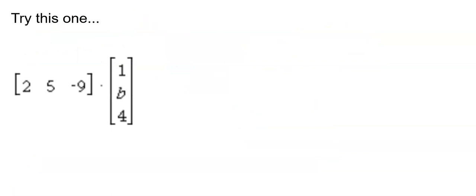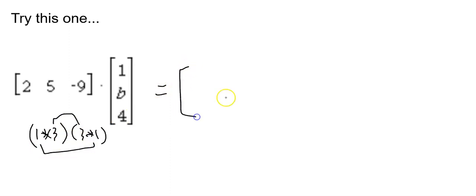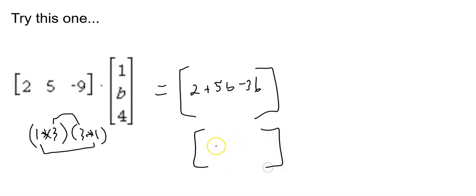This one, let's just try. It's kind of an interesting one. So 1 by 3 times a 3 by 1. Can you do it? Yes, you can. The dimensions are going to be weird, 1 by 1. So we're going to have one cell here. So 2 times 1, 2 plus 5b minus 36. So that one cell will end up being negative 34 plus 5b, I guess would be the answer there.